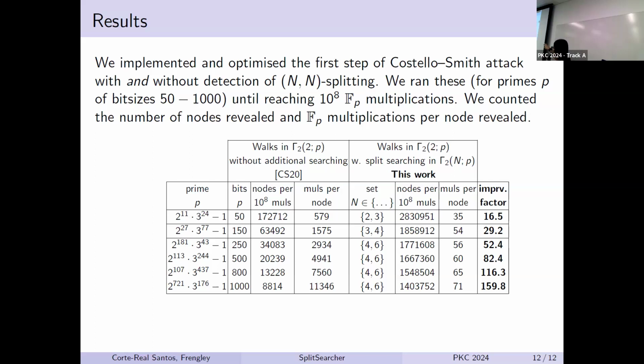You may also notice that the improvement factor increases as p increases, and that's because our detection does not depend on the size of the prime, it only depends on n. And so as your prime increases, it becomes more and more beneficial to do this detection rather than taking a step, because taking a step does depend on the prime. So it gets more costly as you increase the prime.